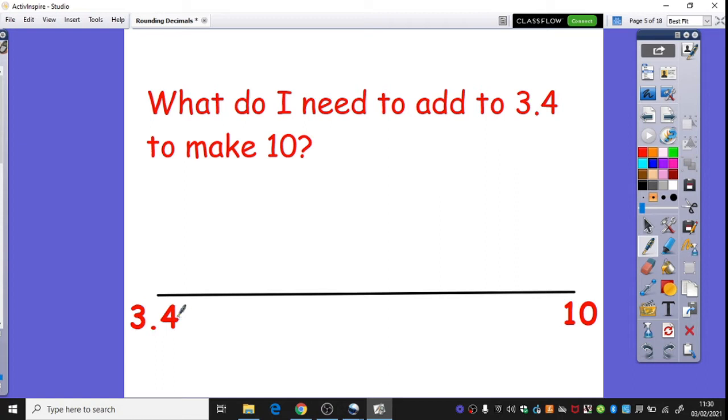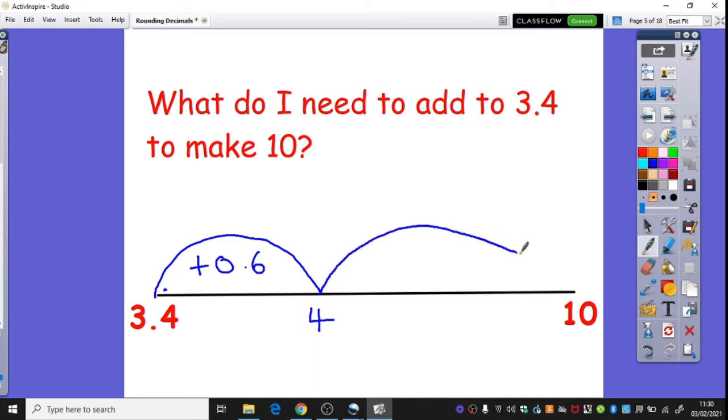So if we're on 3.4, our next whole number is going to be 4. Now how many more tenths do I need to add to get to that next whole number? I need to add on 6 tenths, which is 0.6. And then quite straightforward then, what do I need to add to 4 to get to 10? I need to add 6. So if I've got 6 and I've got 0.6 altogether, that makes 6.6.